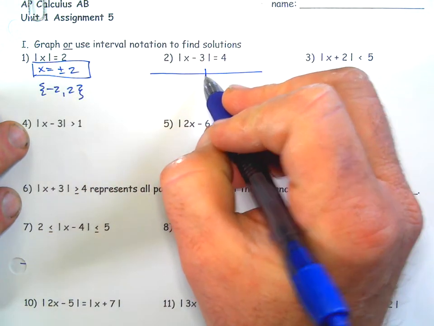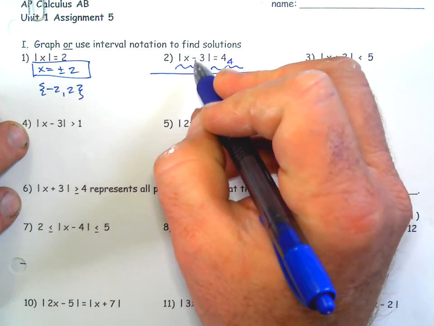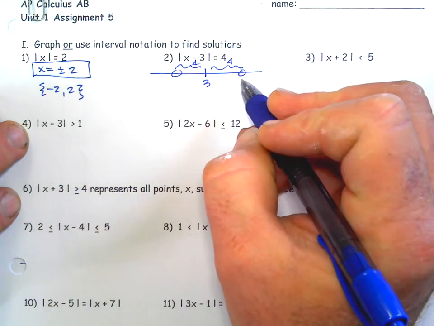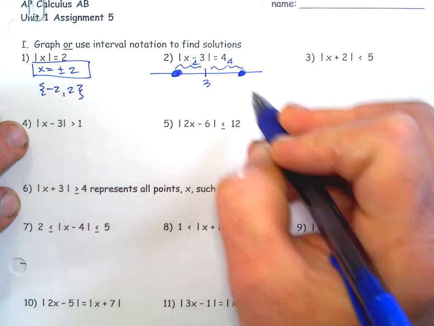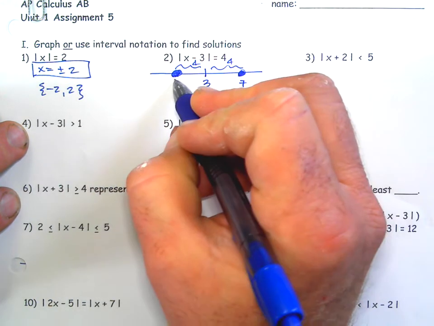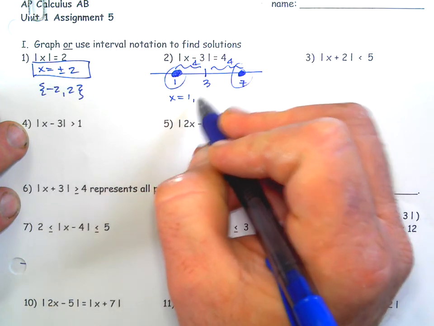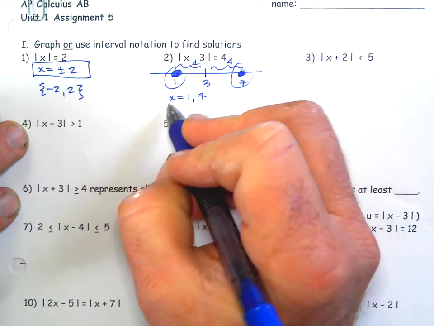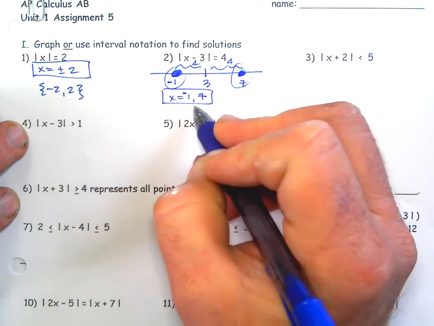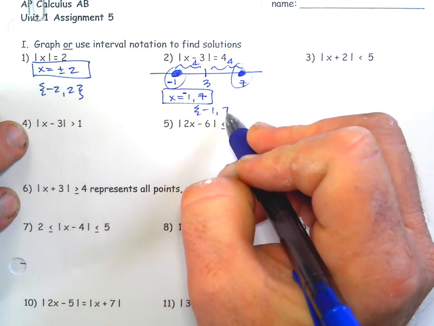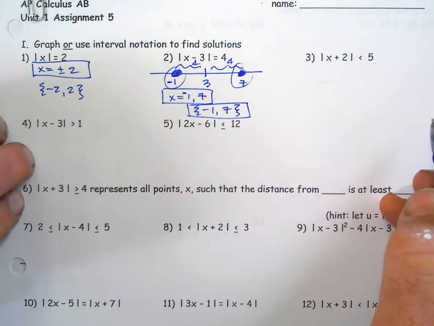line. This is the middle. You can go 4 away on both sides. You're looking for things that are 4 away from 3. They're going to be solid dots because it's equals to. And so that'd be at 7 and 1. And then those are your answers. So x equals 1 and 7. Sorry, negative 1 and 7. Or you could write it like this set notation, which I don't really care that much about.